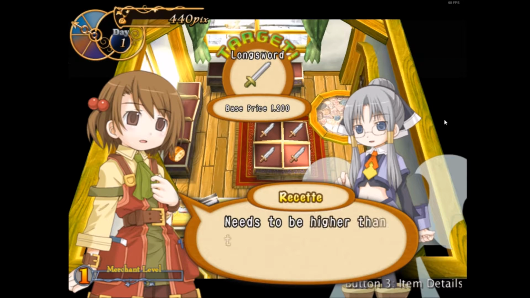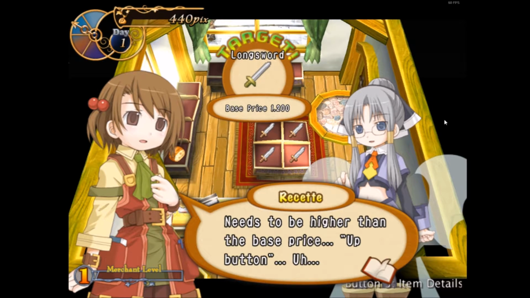Okay, I pick a price, right? Needs to be higher than the base price. Up button.